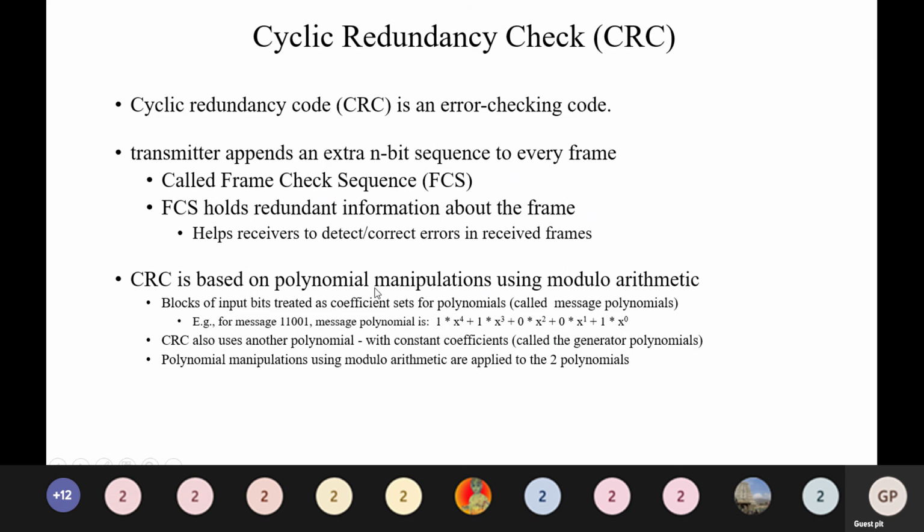So CRC is based on polynomial manipulations using modulo arithmetic. Blocks of input bits are treated as coefficient sets for polynomials called message polynomials. Okay, so for the message 11001, the message polynomial is, starting from the MSB, 1 into x power 4 plus 1 into x power 3 plus 0 into x square plus 0 into x power 1 plus 1 into x power 0. Okay, CRC also uses another polynomial with constant coefficients called the generator polynomial. Polynomial manipulations using modulo 2 arithmetic are applied to the two polynomials.